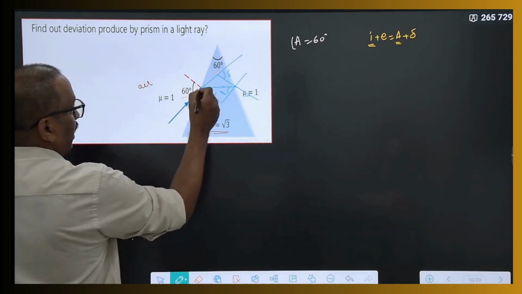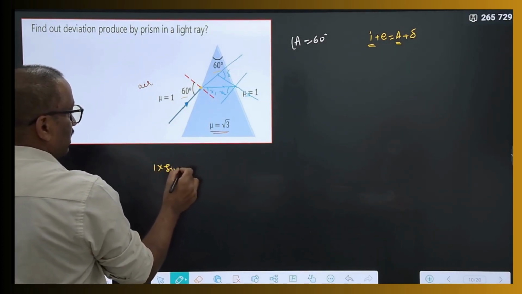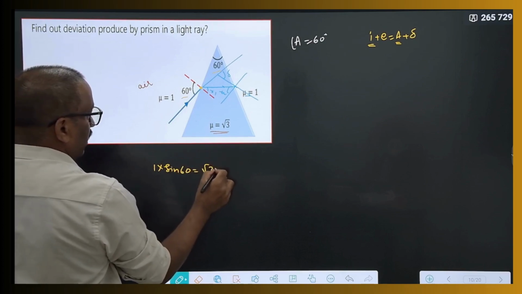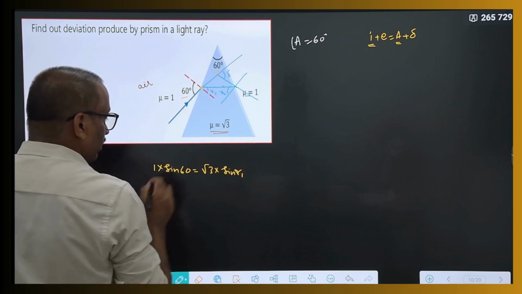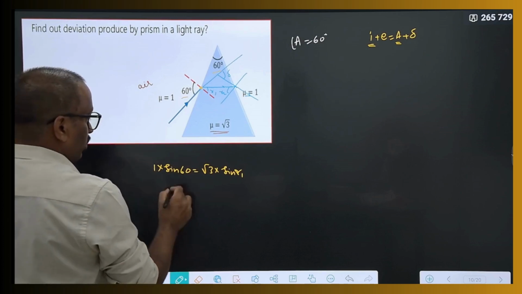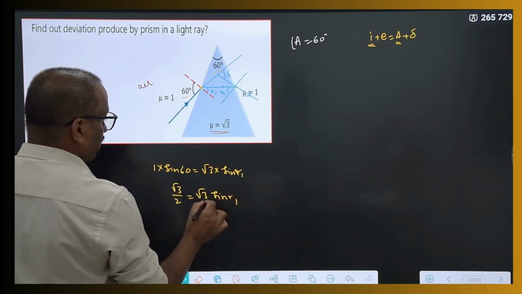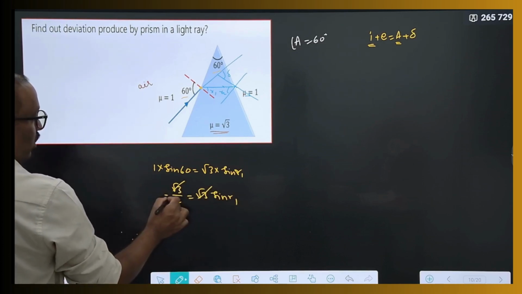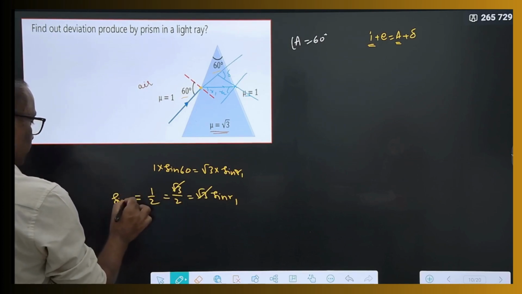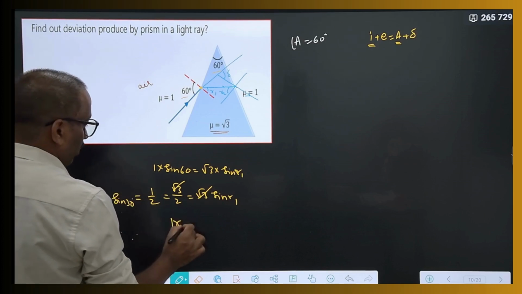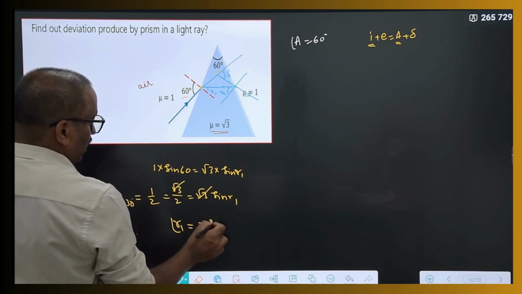So first let us calculate r1. How to calculate r1 now? Apply Snell's law: 1 into sin 60 is equal to root 3 (the refractive index) into sin r1. Sin 60 is root 3 by 2, which equals root 3 into sin r1. Root 3 cancels, leaving 1 by 2, and 1 by 2 means sin 30. So the angle of refraction r1 is 30 degrees.